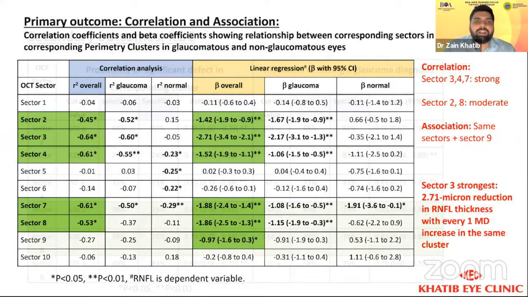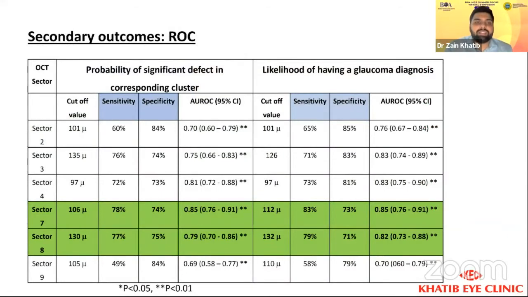These are secondary outcome receiver operating curves. This gives us cutoff values and tells us how sensitive and specific each OCT sector is to either predict glaucoma or to predict a significant visual field defect. And again, we see these 6 sectors, 2, 3, 4, 7, 8, 9. They all have significant predictive value, out of which sectors 7 and 8 are the most sensitive and specific, almost 80% sensitivity to pick up glaucoma.